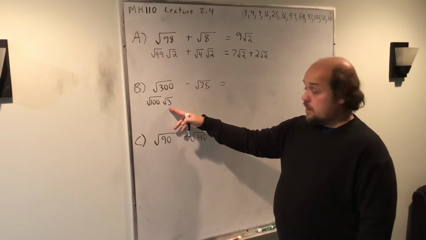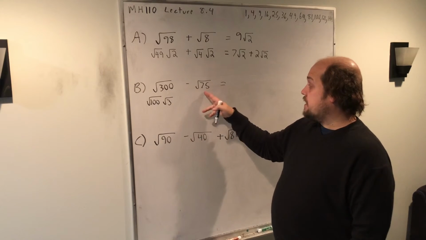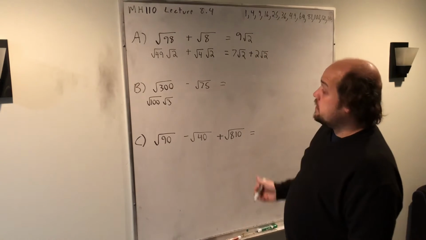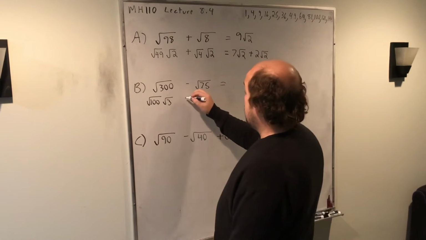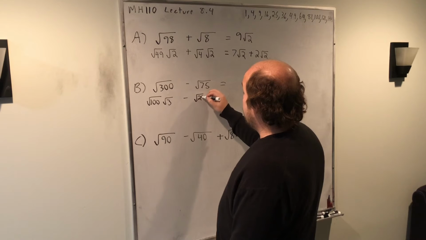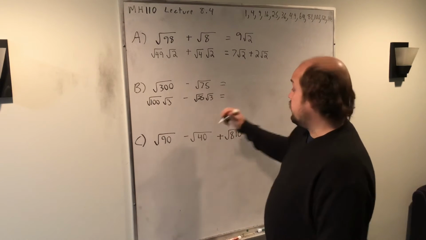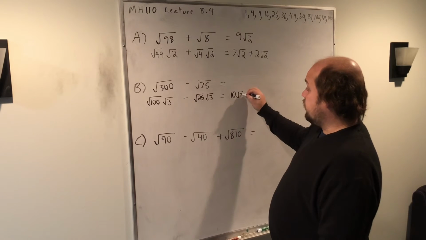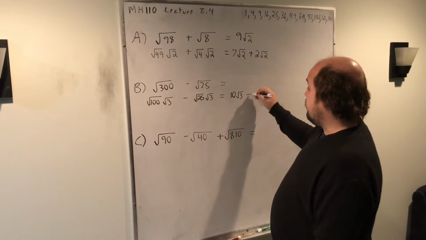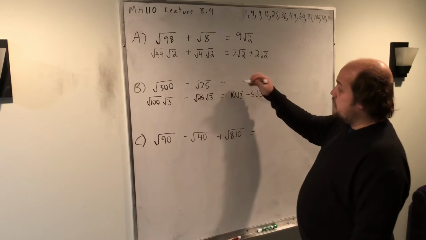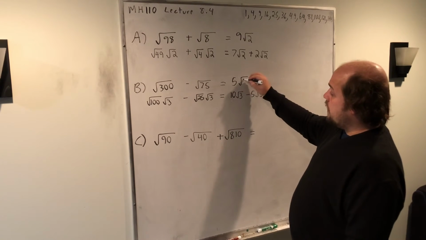If I then take the 3 that's left behind and I divide 75 by 3, I would get 25, which is on my list. So I can break this down into the root of 25 times the root of 3. Root 100 is 10, so 10 roots of 3. Root 25 is 5, so 5 roots of 3. 10 minus 5 gives me a total of 5 root 3.